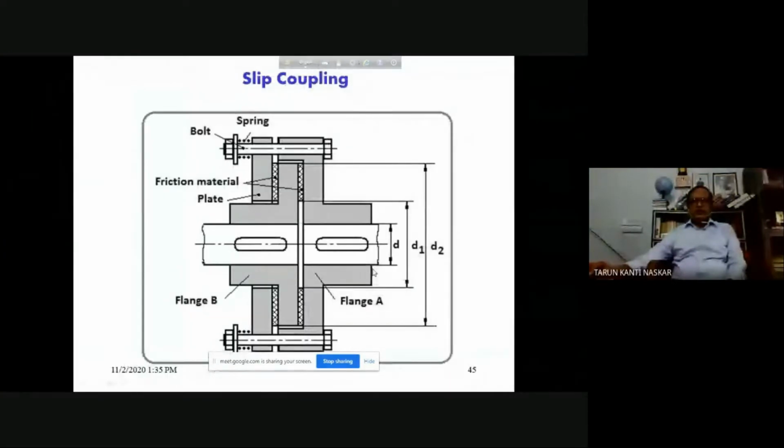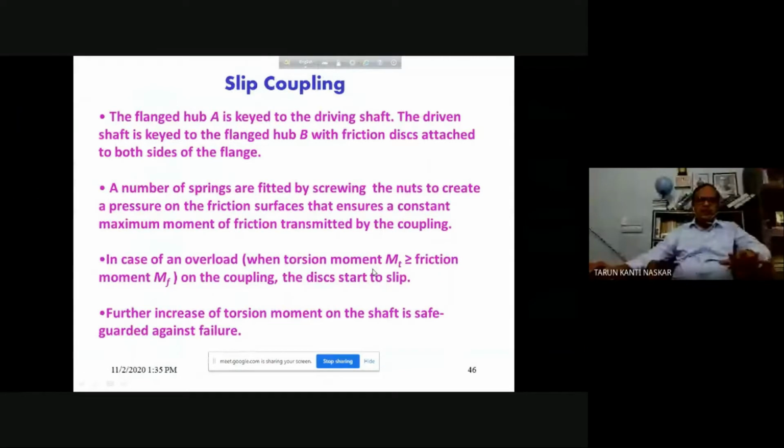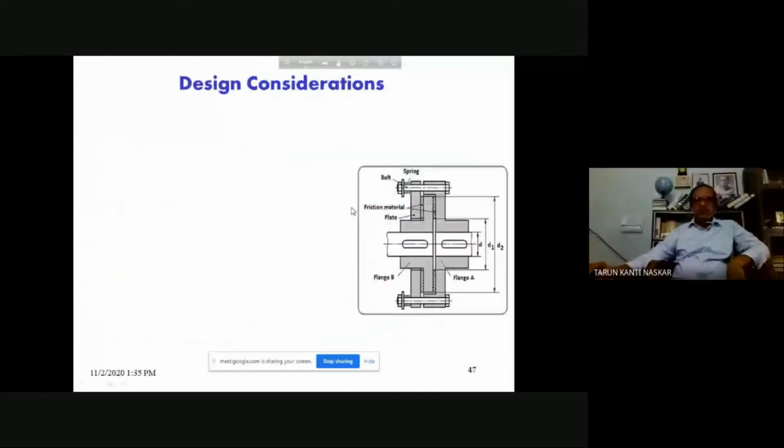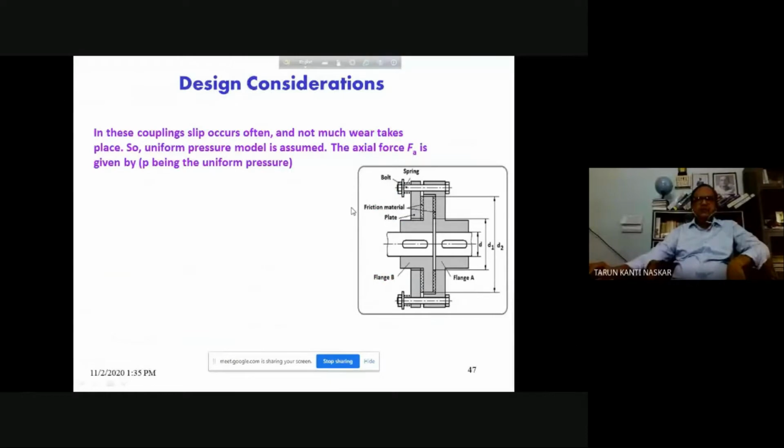So we are going to the next slide. Now the description, whatever is there, I have described. Okay. Now go to the design part. Now the figure is shortened here.